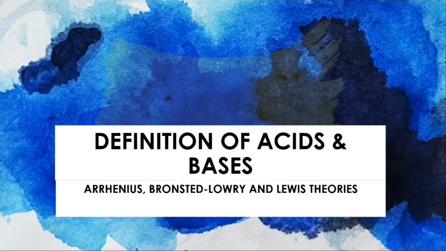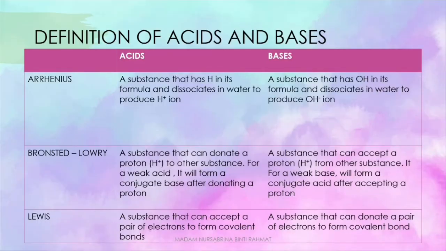We have three different theories which define acids and bases: Arrhenius, Bronsted-Lowry, as well as Lewis. These three different scientists have three different definitions for both acid and base. We're going to look at them one by one. The first one, Arrhenius.